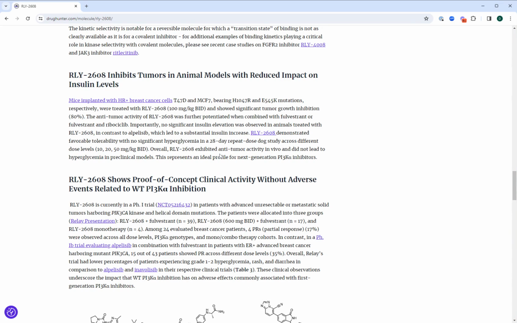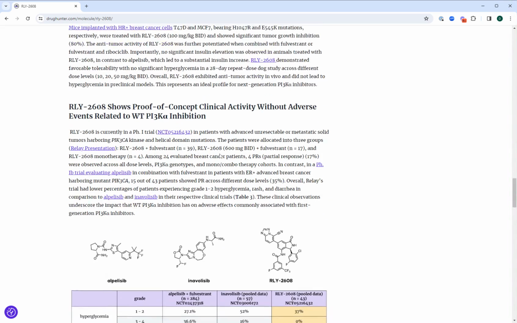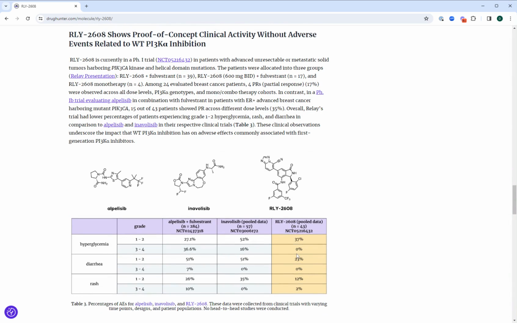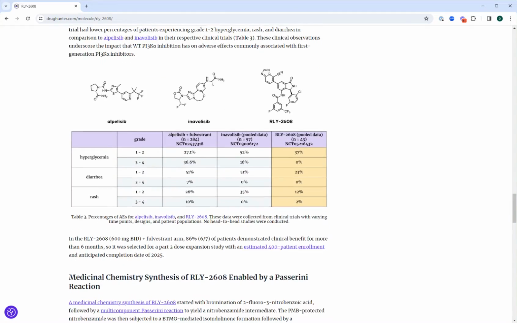And what they also saw is that the insulin elevation was not observed. So that proved the point that hyperglycemia potentially was not an issue with this particular compound. And in fact, in the clinical studies, in the phase 1 trial, they saw no events of grade 3 or grade 4 hyperglycemia with their compound, whereas alpelisib combined with an ER degrader, and inavolisib, actually did see a number of events in this category.